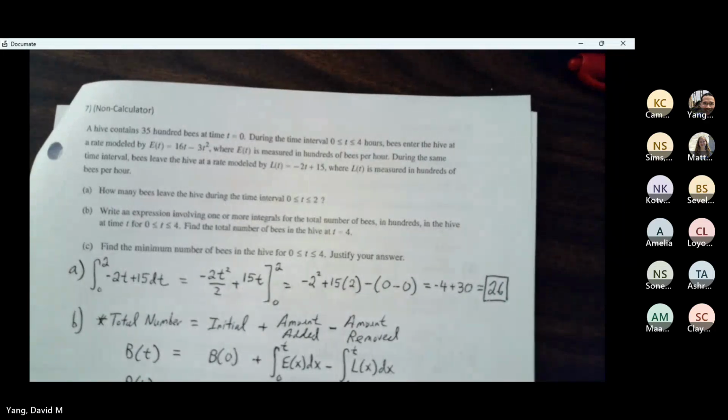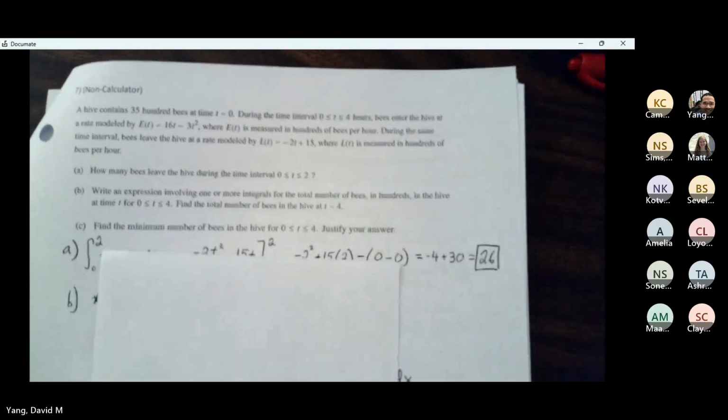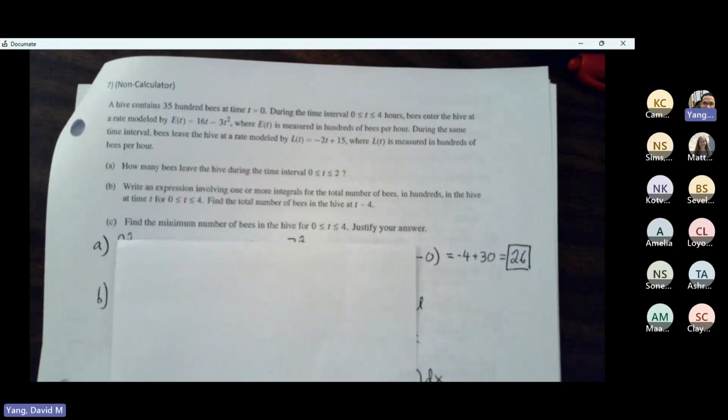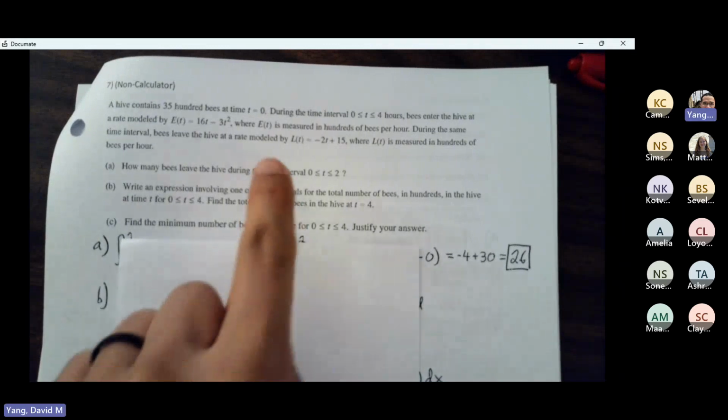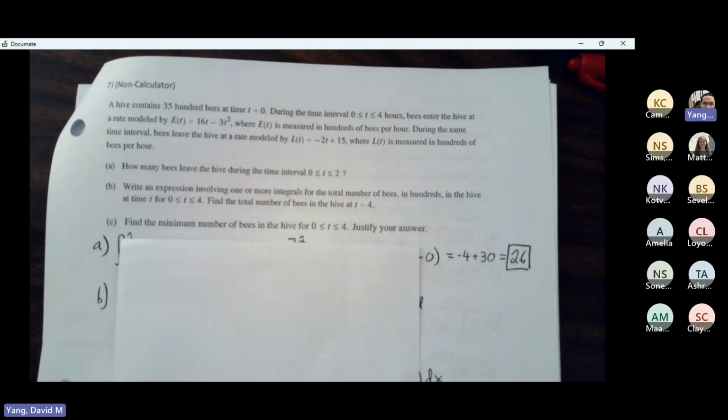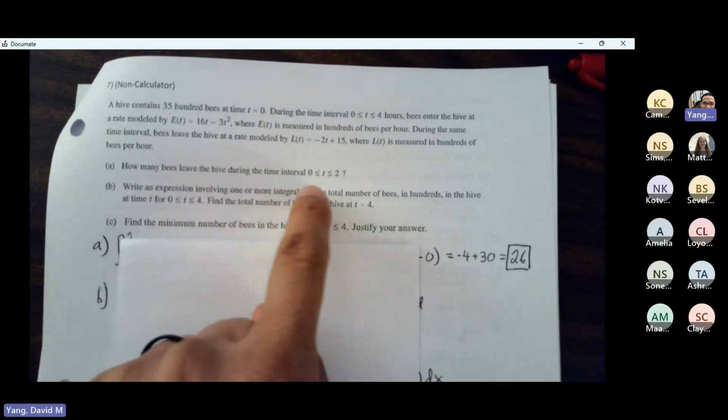Number 7, another non-calculator here. A hive contains 3,500 bees at time t equals 0. During the time interval from 0 to 4 hours, bees enter the hive at a rate modeled by E of t. E of t is measured in hundreds of bees per hour. During the same time interval, bees leave the hive at a rate modeled by L of t. L of t is measured in hundreds of bees per hour as well. How many bees leave the hive during the time interval from 0 to 2?